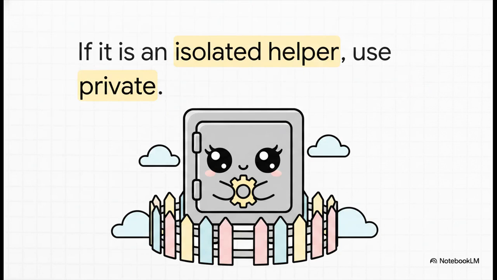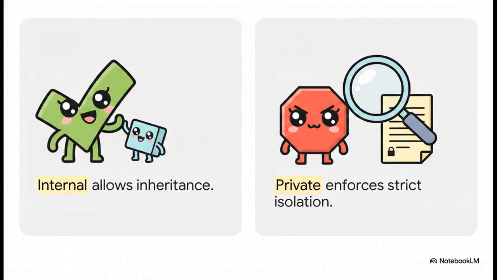So, for the final branch of our tree, helper function only this contract should use, make it private. If you have highly sensitive logic that you absolutely do not want child contracts manipulating or even touching, lock it down. Apply that principle of least privilege to the max. Mechanically, the only real difference between internal and private is inheritance.